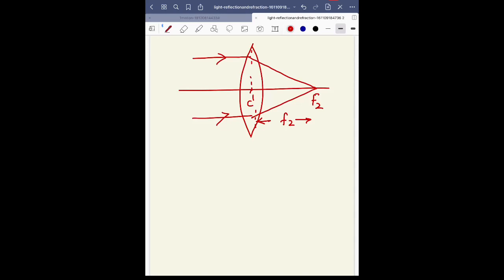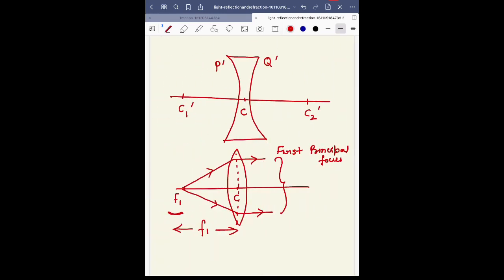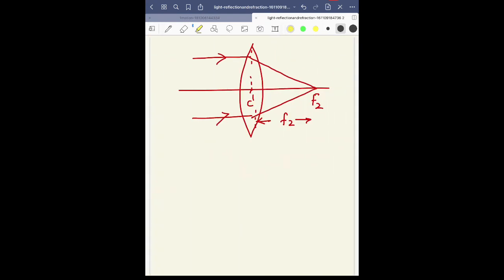Okay, I'm repeating again what F1 and F2 are. If we talk about the convex lens here, F1 is the position of the point object, that is, the first focus is the position of the point object for which the image will be formed at infinity because the rays become parallel here, and the distance of this first focus from the optical center is called the focal length, denoted by F1. Similarly, if we talk about the second principal focus, it is the position of the image when the object is situated at infinity.